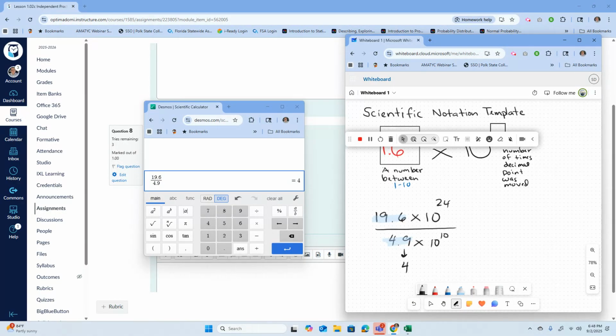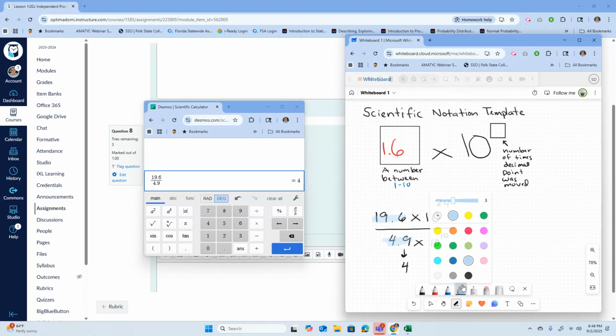And now the last thing I'm going to have to do is divide the powers of 10. And the way you divide the powers of 10, the ones I'm highlighting in yellow, is you're going to keep the 10. And what you're going to do with the exponents, you're going to subtract them. And 24 minus 10 is 14. And my answer here, the 4 fits in this box because it's between 1 and 10. So my answer is already in scientific notation. And this is how you do problem number 8.